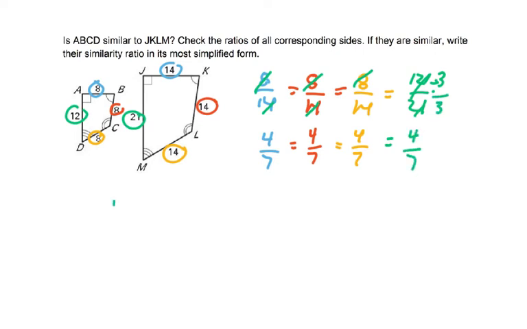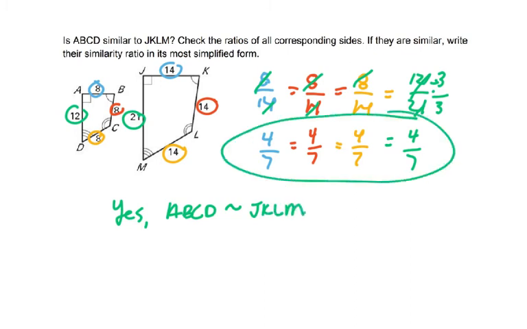So yes, ABCD is similar to JKLM because we checked. All of these were the same. They had to be the same or they wouldn't be similar. And the question also says, if they are similar, write their similarity ratio in the most simplified form, which is 4 to 7. That's all you do for a problem like that. Writing out the ratio in its most simplified form, that's all it takes.